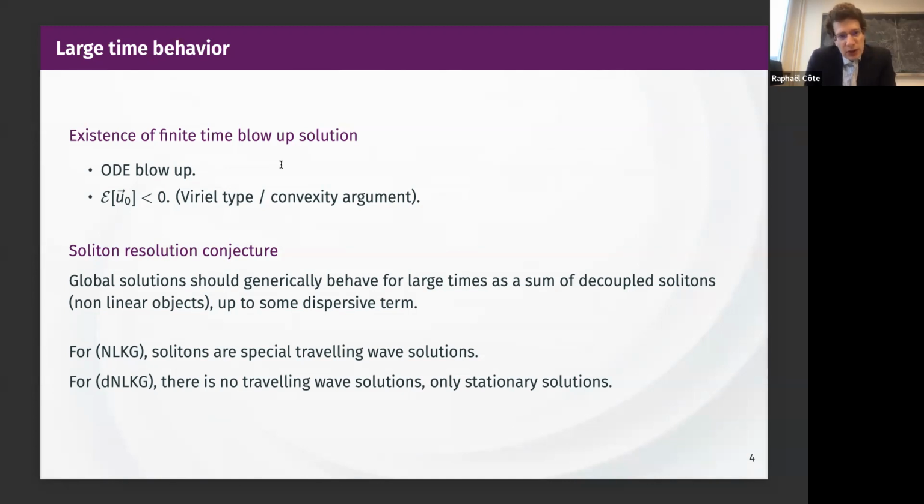There is another kind of finite time blow up that one can have, for negative energy initial data. The energy of u naught is strictly negative, and by a virial type argument with a convexity, you can show that you do have finite time blow up. Okay.